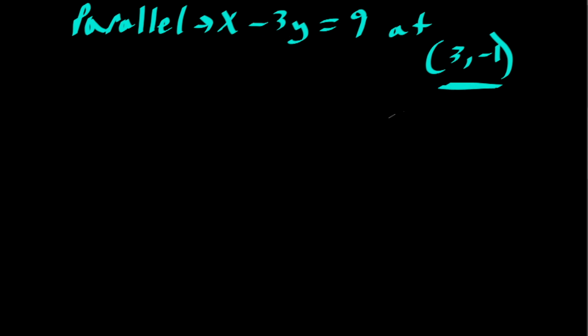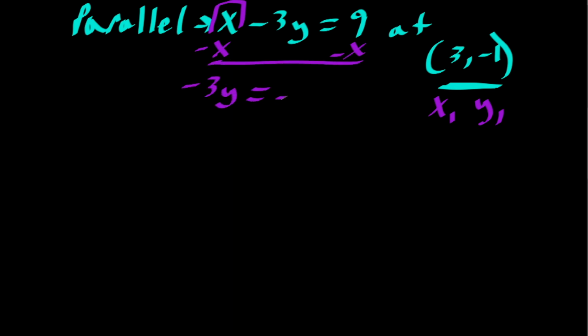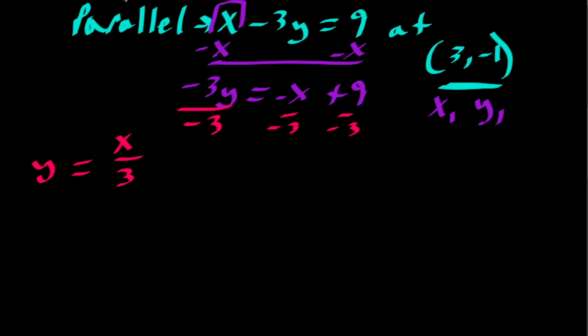So we have our point, our x1, y1. The issue is this line is not in slope-intercept form, which means we don't know the slope, so your job is to put it in slope-intercept form. Remember, you're usually going to add or subtract the x term. So negative 3y equals negative x plus 9. Then you divide by whatever's in front of y. That gives us y equals x over 3, or 1 over 3x, minus 3.